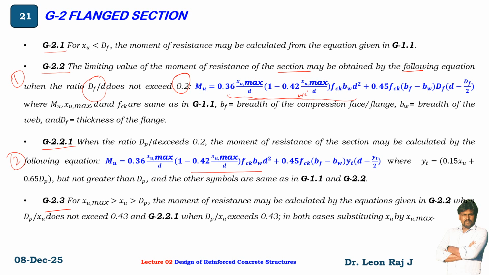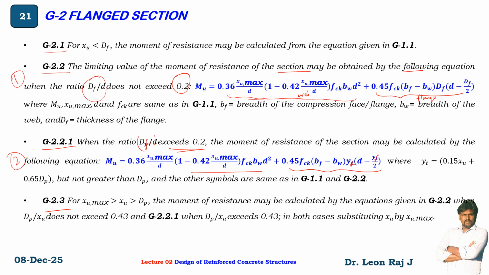This is the moment of resistance of the web, and this is the moment of resistance of the flange: 0.45 fck (Bf minus bw) Df into (d minus Df by 2). In case Df by d exceeds 0.2, the moment of resistance is given by this equation. The web portion is the same, and the flange portion is 0.45 fck (Bf minus bw) into Yf into (d minus Yf by 2).